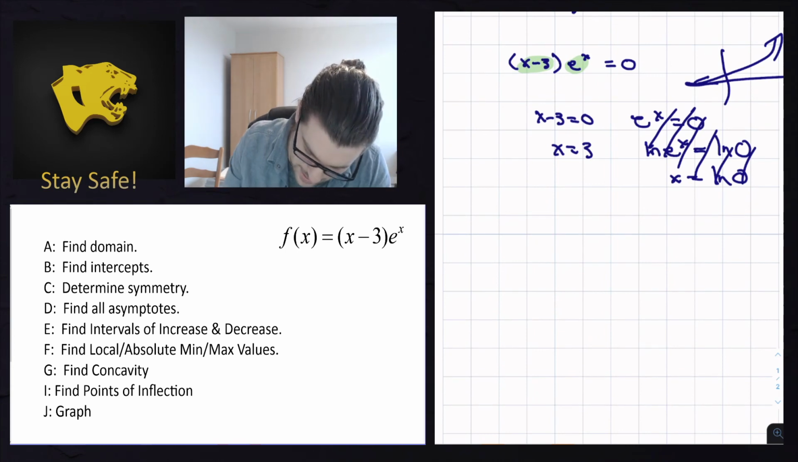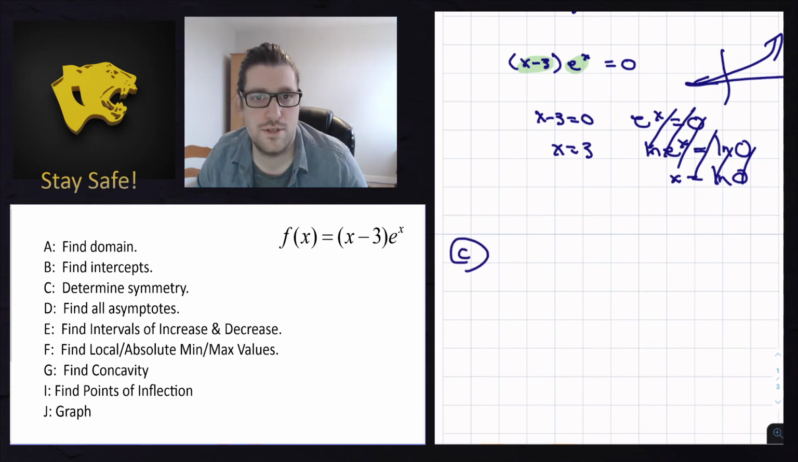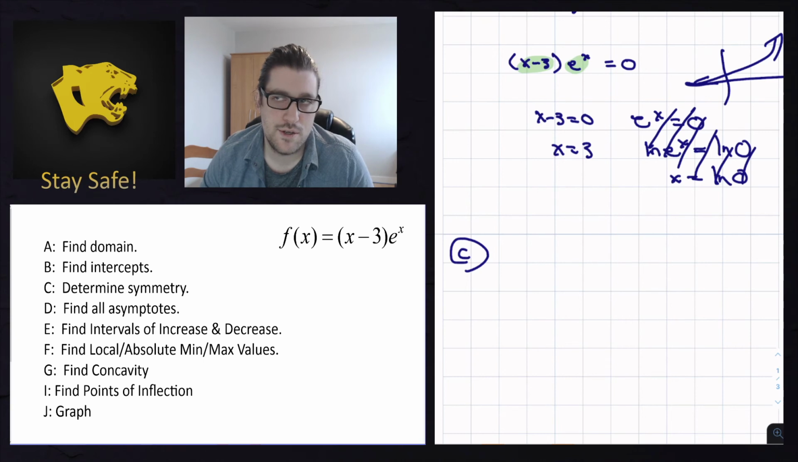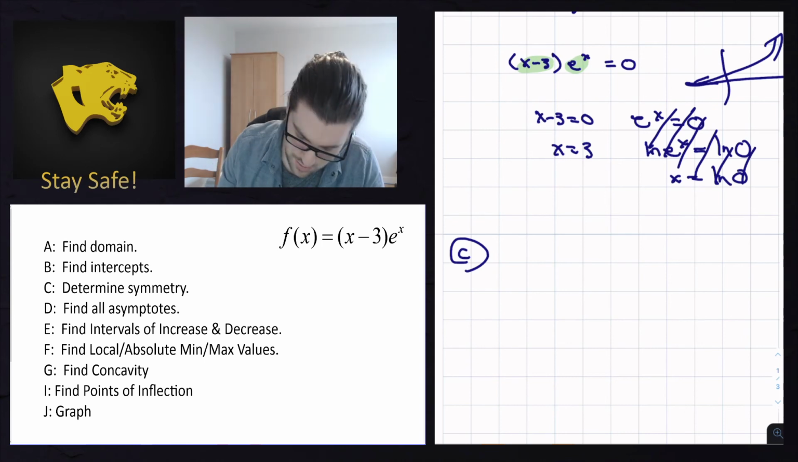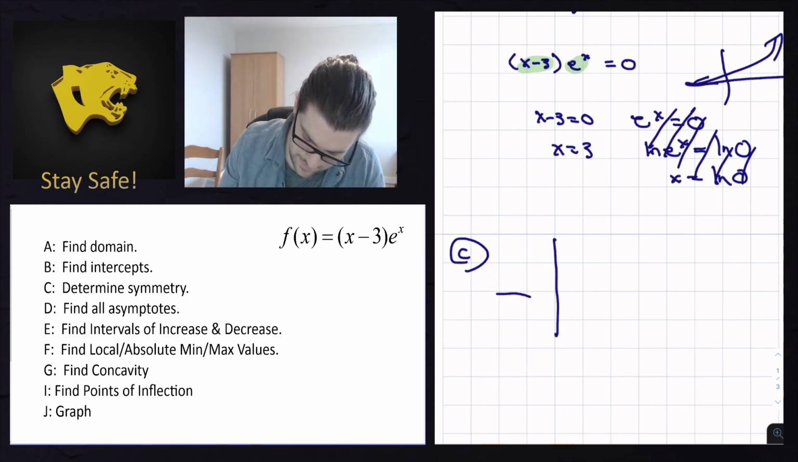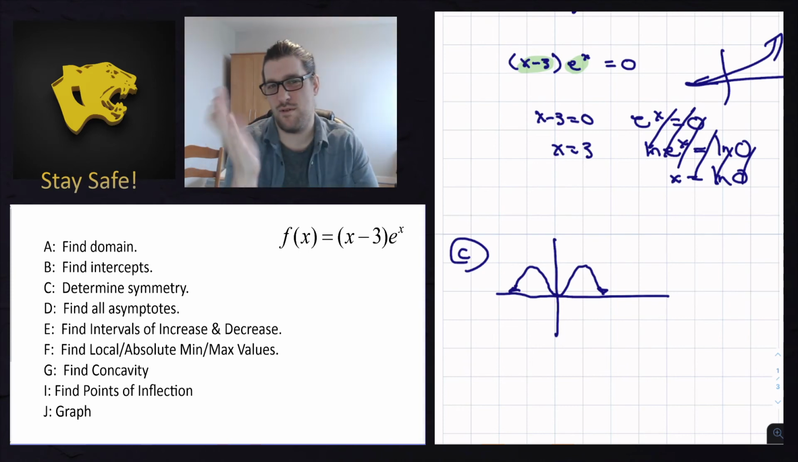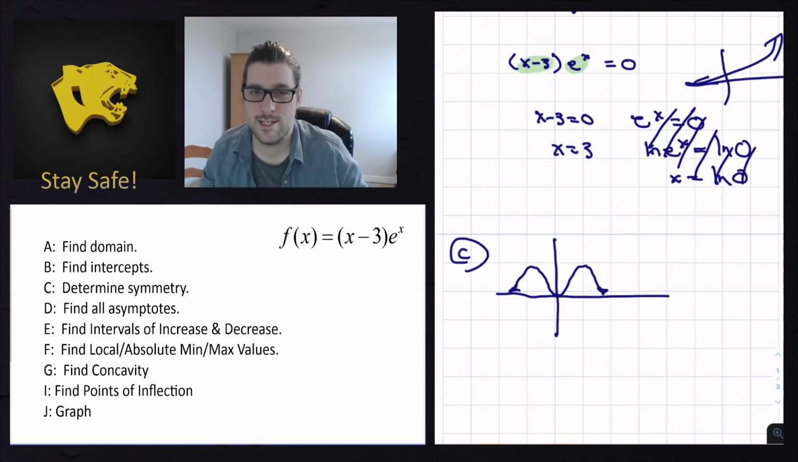Next up, C. We are going to look at determining whether this thing has symmetry. For us, what that means is determining whether it's even, odd, or neither. If something is even, it basically looks like this, which means that it's a reflection of itself across the y-axis.